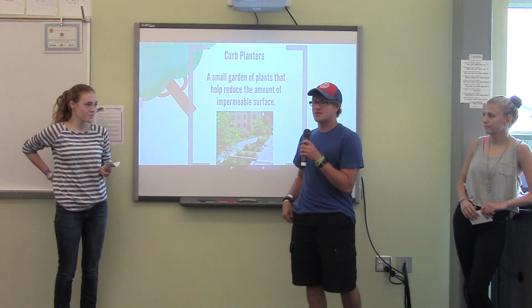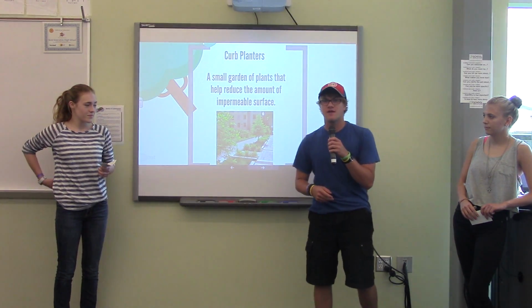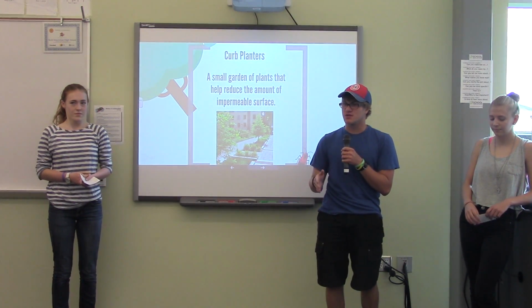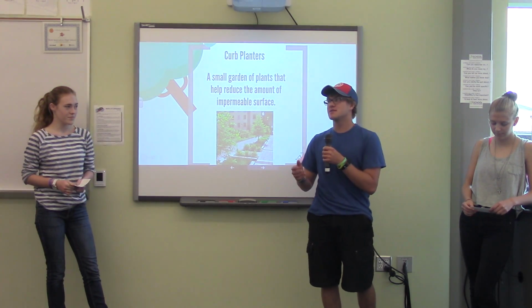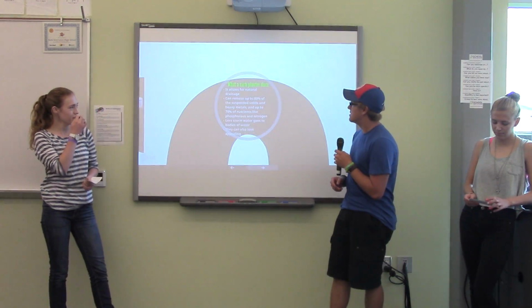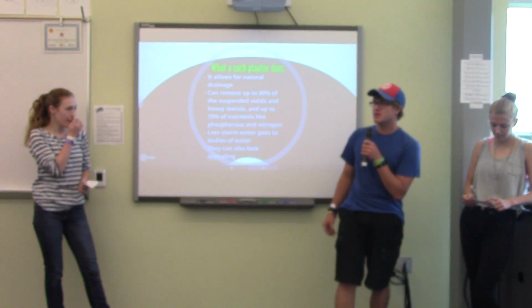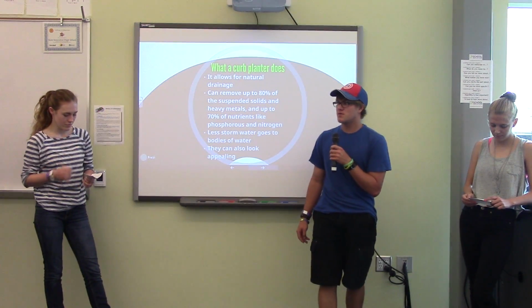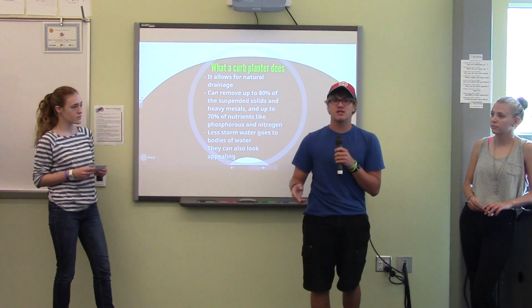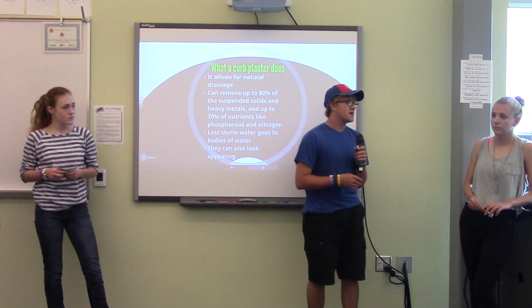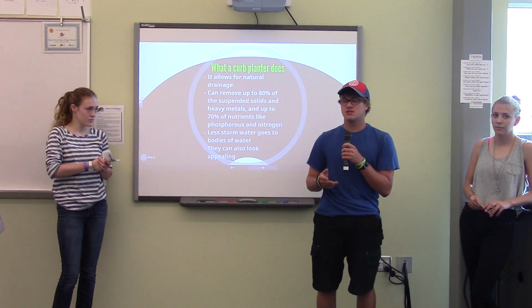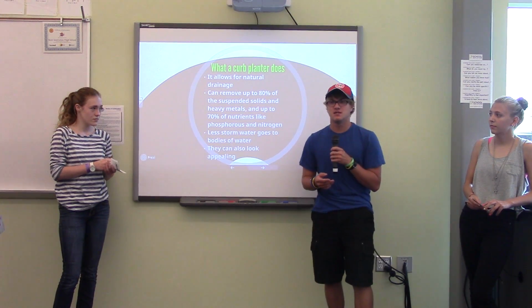So curb planters, they're another form of green infrastructure. It's basically plants along the roadside where the curb is. You just plant plants. The curb planter allows for natural drainage. It removes oils from cars and sediments. It just lets it drain into the soil naturally. They also look better than a normal curb does.